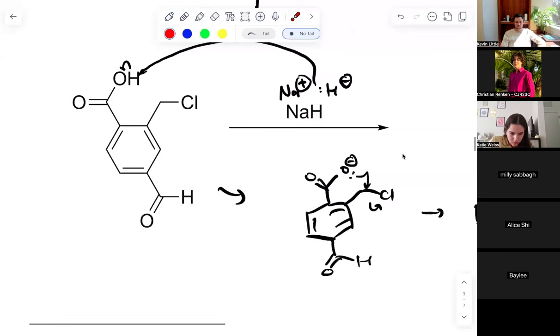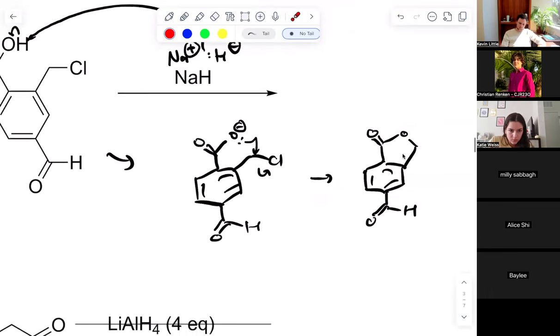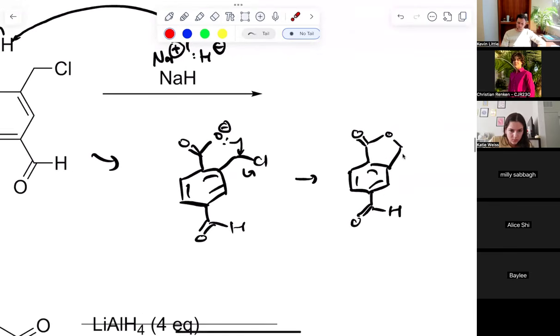How did you decide to attack the electrophile next to the carbon and not the one on the carbonyl?